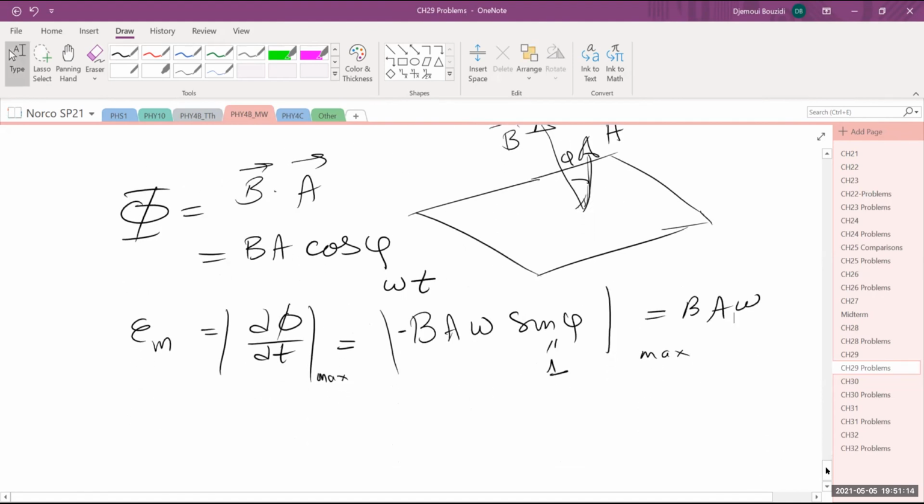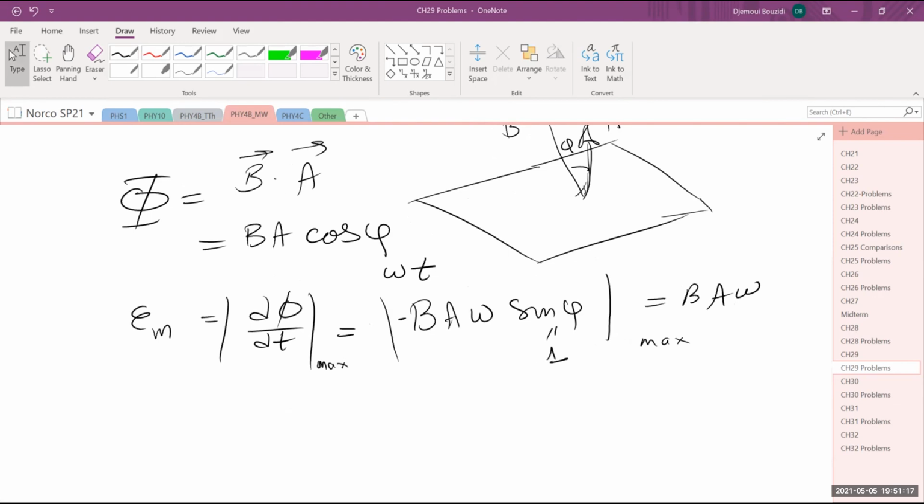We have A, we have B, we have everything, so we should be able to find this one. Let me change to a calculator. A is 6 times 10 to the negative 2, in meters squared, times the magnetic field, 0.32, times the omega, which is 35. You just multiply every single number in there. So the EMF max is going to be equal to 0.672 volts. Okay, so that's part A.